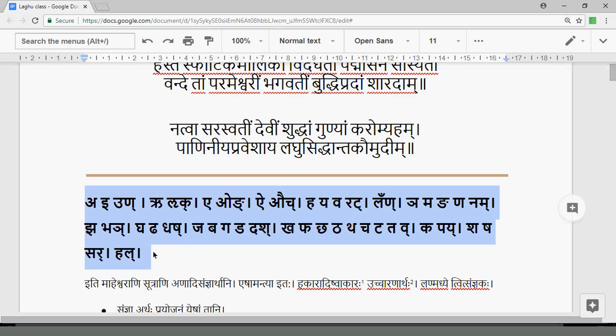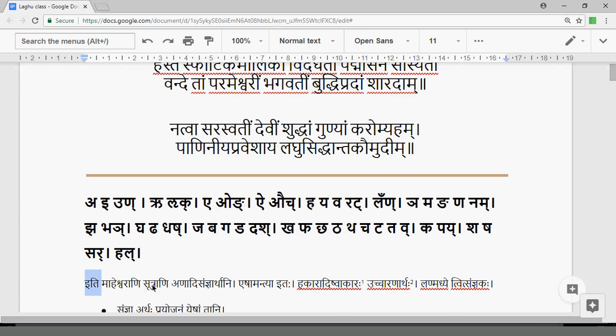So these are 14 sutras. Iti Maheshwarani Sutrani Anadi Sanyarthani. This is the Laghu Vritti. So what does the Laghukara say? Iti means these. And Iti is what? Iti is an avyaya. I'll mark avyaya as a zero. So Iti is an avyaya, zero.